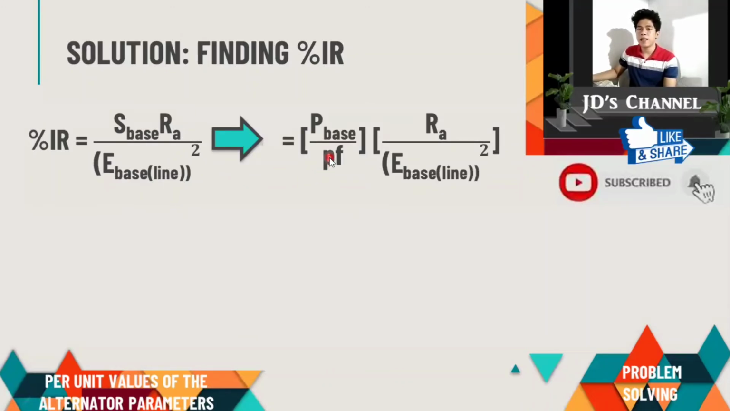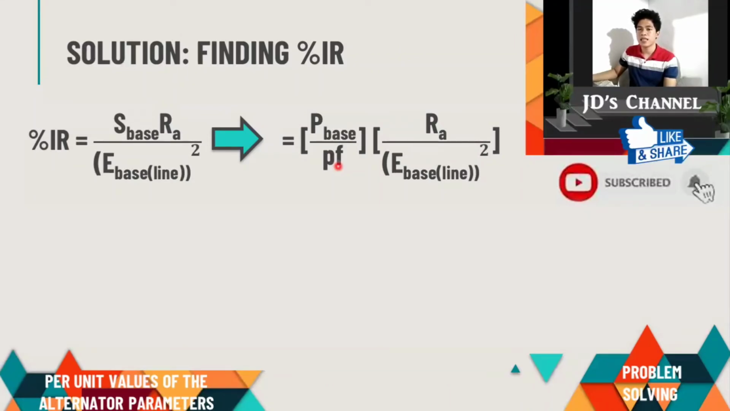So this is what will happen, class. Let's go back to our knowledge of the power formula. Our S base, or our apparent power, is equal to P over our power factor. So this is our S, and then we separated it from the original formula, and then here is the RA over E base quantity squared. And our P base and power factor are available in our givens.